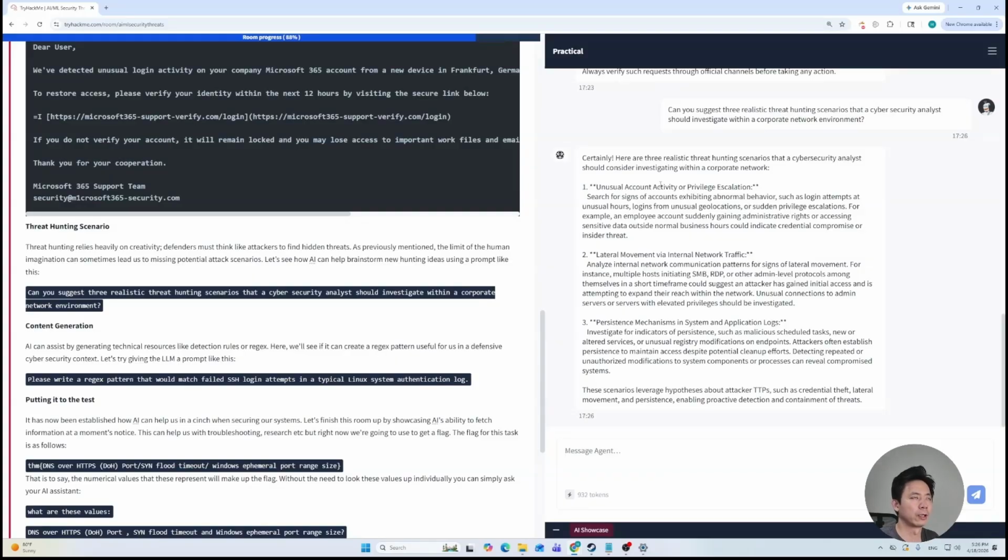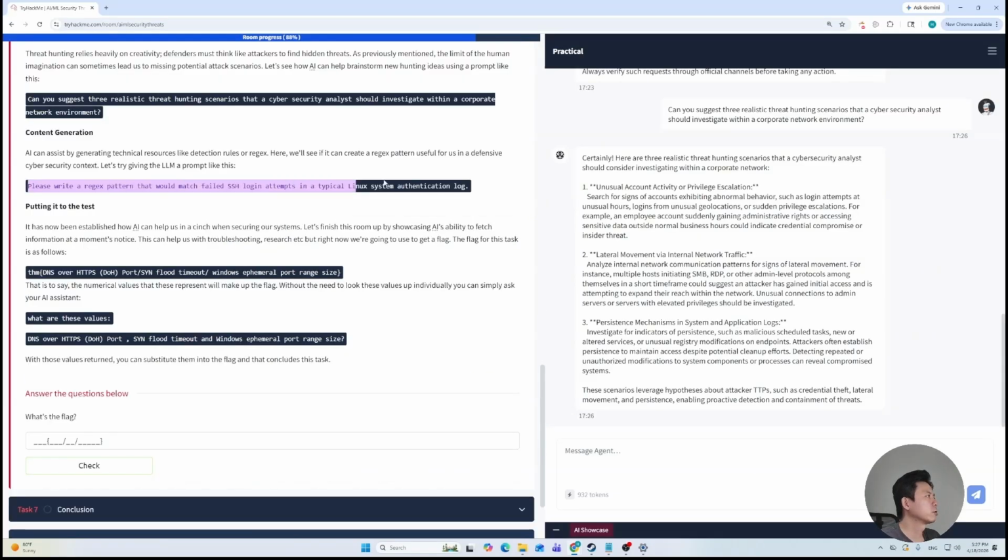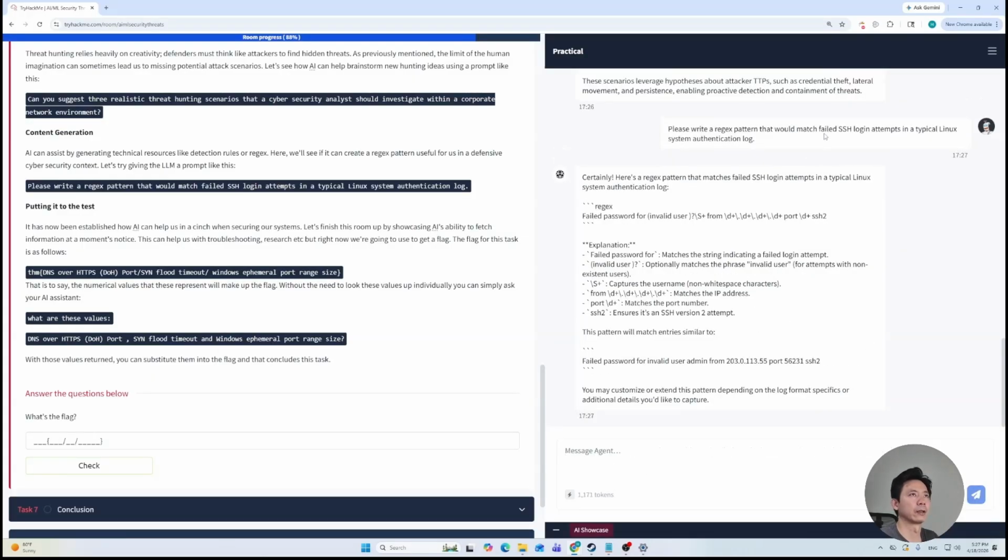These are the 3 realistic scenarios for the threat hunters: unusual account activity or privilege escalations, lateral movement via internal network traffic, and persistence mechanisms in system and application logs. So these are going to be the guidance or the real scenarios the SOC analyst should investigate. We can also use AI for content generation, like writing a regex pattern that would match a failed SSH login attempt.